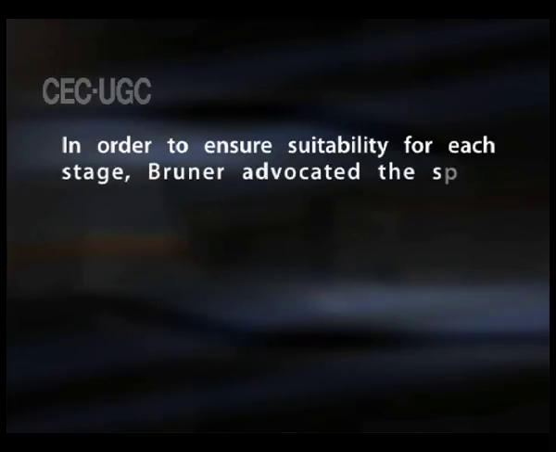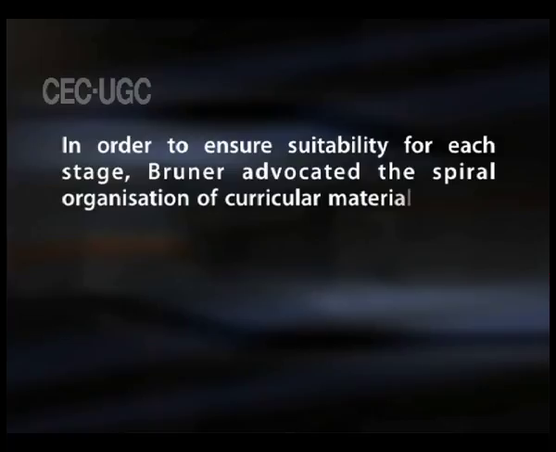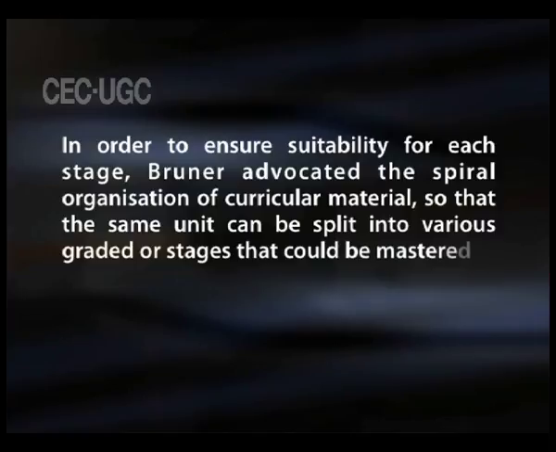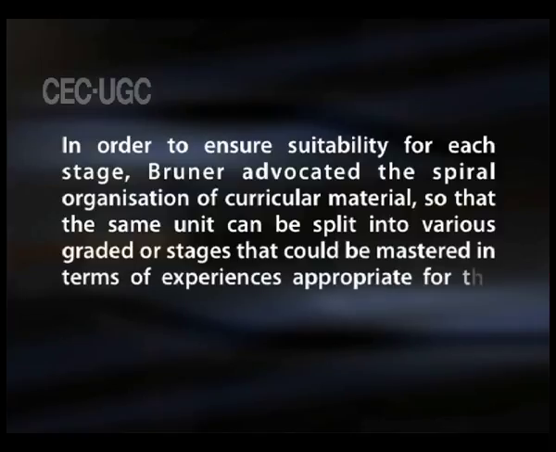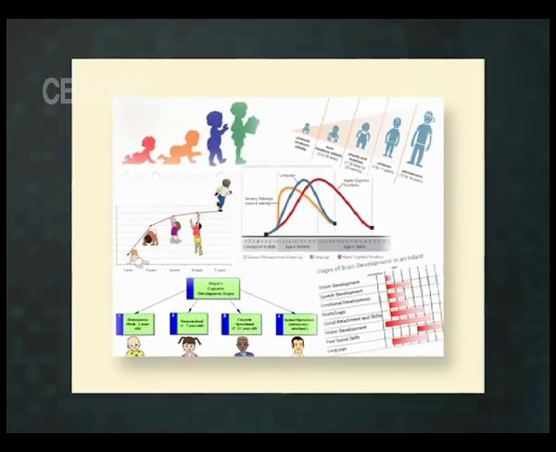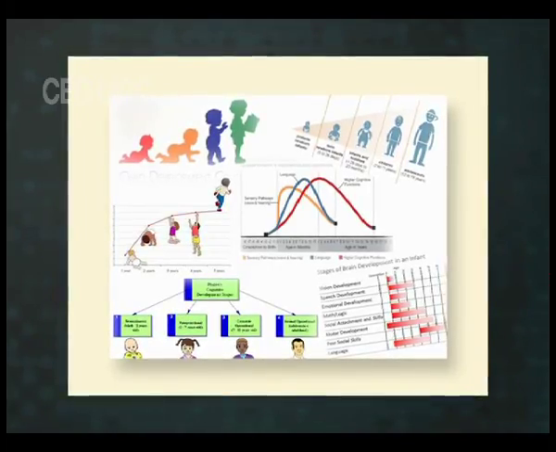In order to ensure suitability for each stage, Bruner advocated the spiral organization of curricular material so that the same unit can be split into various stages that could be mastered in terms of experiences appropriate for the developmental stages of the learner. In order to ensure proper cognitive development, gradual increase in the level of abstraction of experience should be given. Freedom from bondage of response to concrete stimuli and increase in the use of verbal language were cited by him as signs of cognitive development. This should be judiciously done.